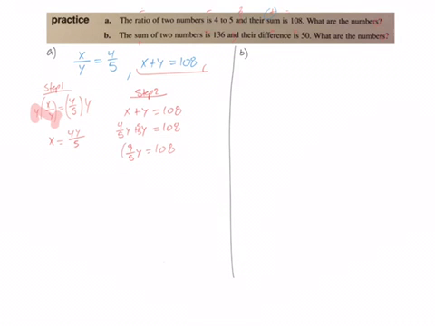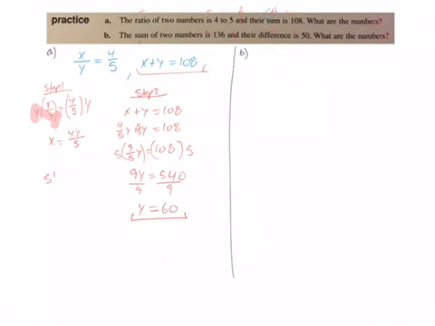Let's multiply both sides by 5. So now we have 9y is equal to 540. I did that on the calculator. And then we want to divide by 9 to get that y by itself. And we get y is equal to 60. So that's one of my numbers.